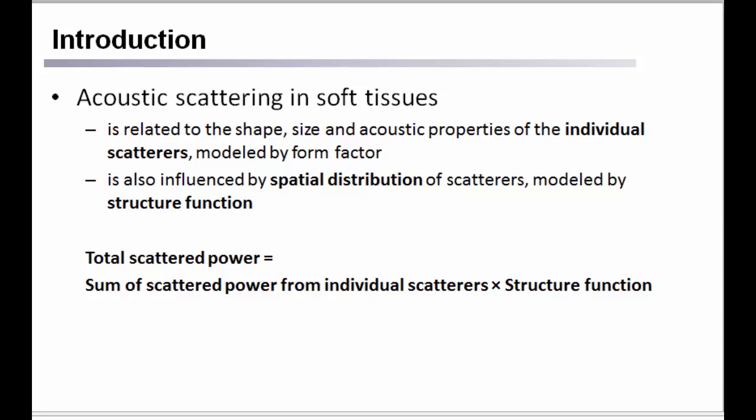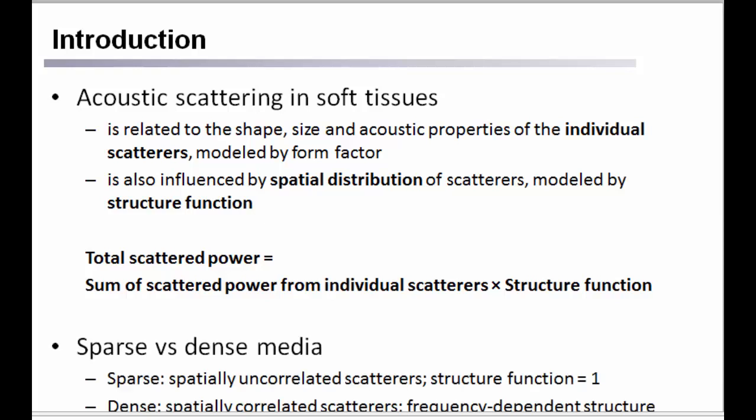The total scattered power is the sum of scattered power from individual scatterers multiplied by the structure function. For sparse medium, where the particles have low concentration, the scatterers are spatially uncorrelated, so we can assume structure function is 1. For dense medium, however, the scatterers are spatially correlated because they are close to each other. The frequency-dependent structure function we have for the dense medium.